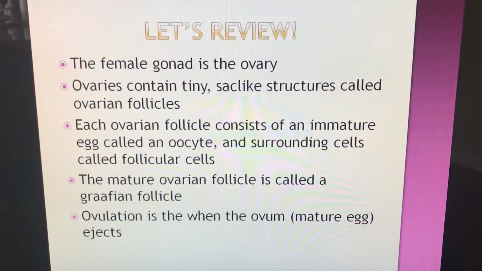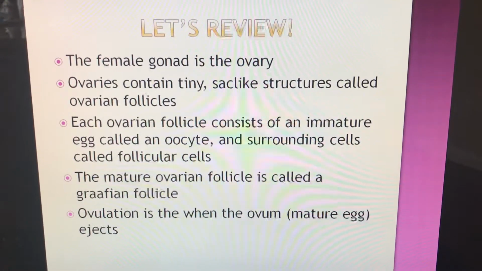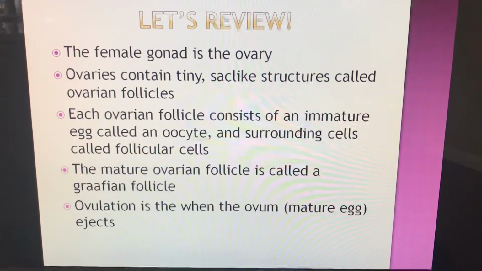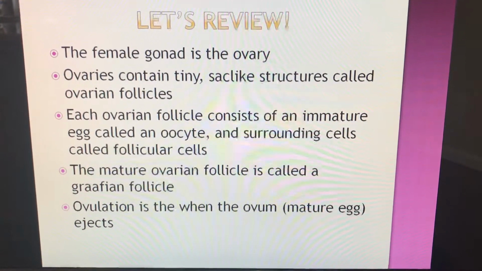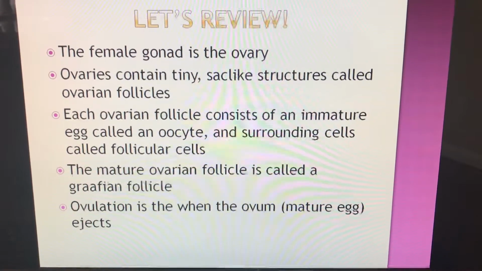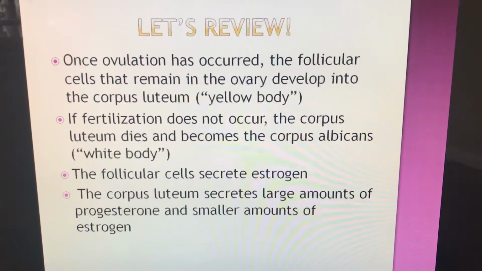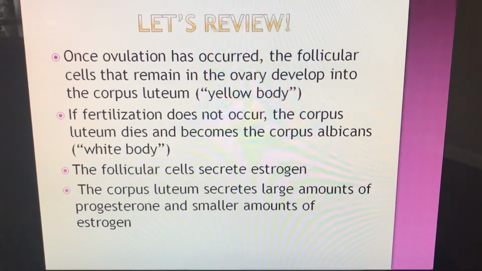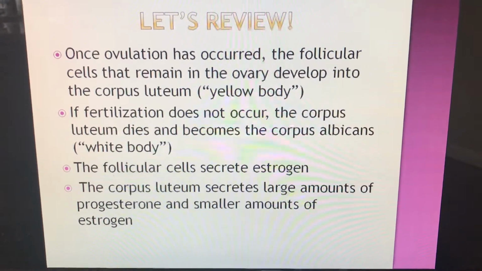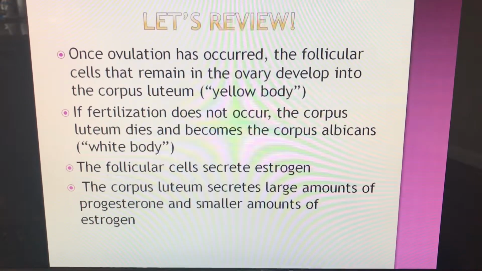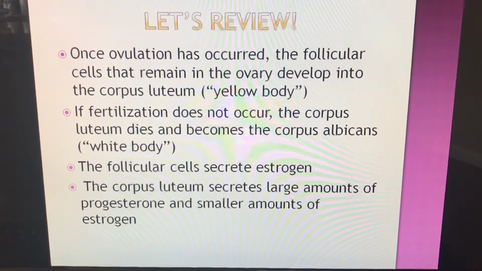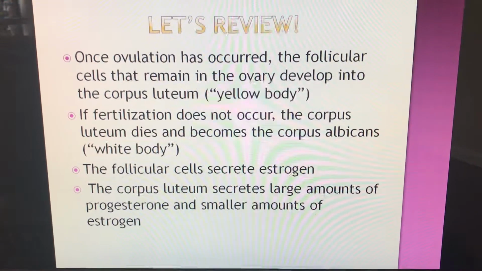So let's review. The female gonad is the ovary. The ovaries contain tiny sac-like structures called ovarian follicles. Each ovarian follicle consists of an immature cell called an oocyte and surrounding cells called follicular cells. The mature ovarian follicle is called a Graafian follicle. Ovulation is when the ovum or mature egg ejects. Once ovulation has occurred, the follicular cells that remain in the ovary develop into the corpus luteum, which is the yellow body. If fertilization does not occur, the corpus luteum dies and becomes the corpus albicans, which is the white body. The follicular cells secrete estrogen, and the corpus luteum secretes large amounts of progesterone and smaller amounts of estrogen.